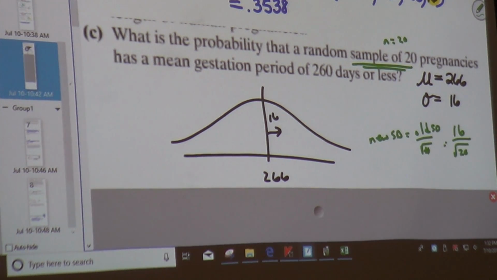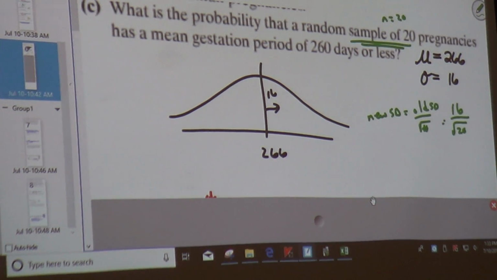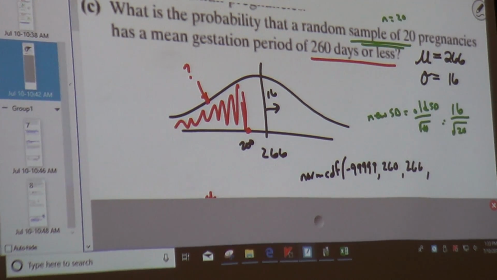Let me go ahead and draw it first. Okay, we are doing 260 days or less. We are doing the probability, which means we are shading, which means we're doing the normal CDF. My left shade is negative 99999. My right shade is 260. My mean never changes. Now, we could have left it as 16 over the square root of 20.